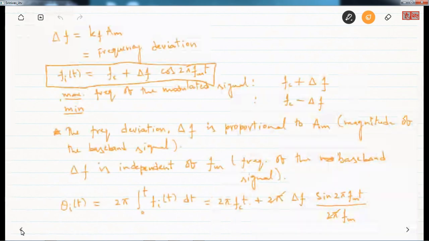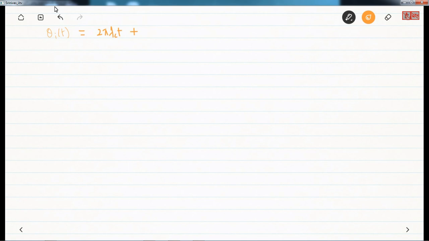Where are we? We are here. So theta i of t equals 2 pi Fc t plus delta F by Fm into sine 2 pi Fm t. So let's call this beta.